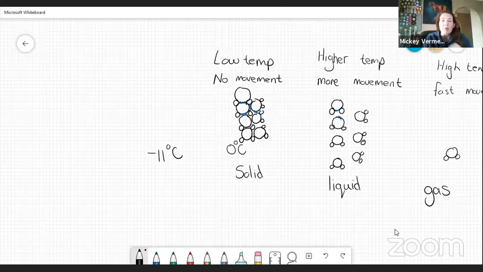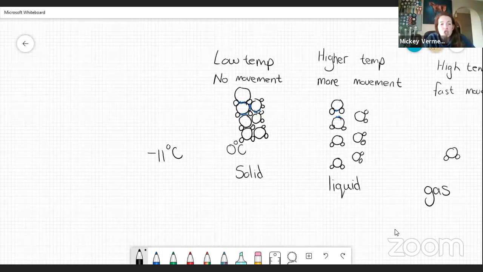Now I can keep on putting energy in. It's still going to be 0 degrees. I can keep on putting energy in. It's still going to be 0 degrees. Adding energy equals adding heat. Yes, Sandra.